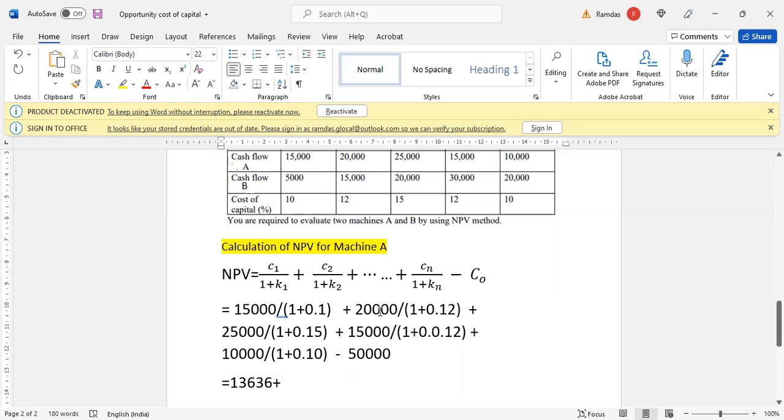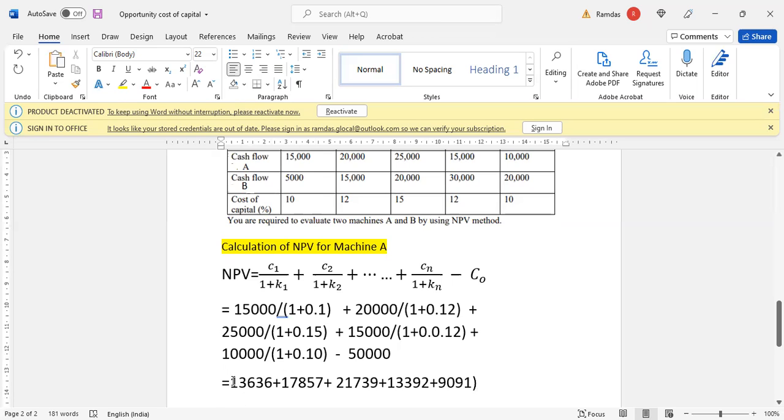So the second, 20,000 divided by 1 plus 0.12 gives me 17,857. 25,000 divided by 1 plus 0.15 gives you 21,739, plus 15,000 divided by 1 plus 0.12 gives 13,392, plus 10,000 divided by 1 plus 0.1 gives you 9,091.